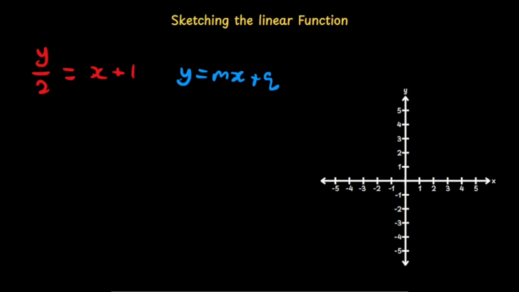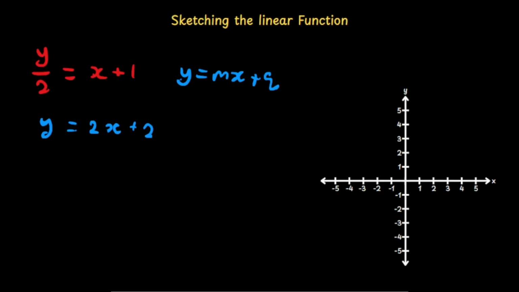So in order to get this function to our standard linear form, we would multiply both sides of this equation by 2. And that would give us y is equal to 2x plus 1. Sorry, plus 2. That's my error. y is equal to 2x plus 2. Right, now this is a function that we can plot, of course.